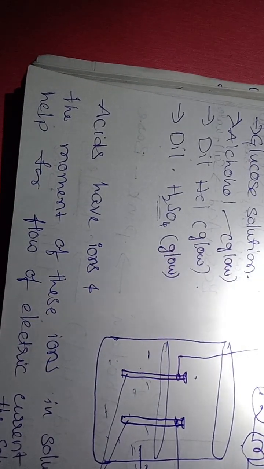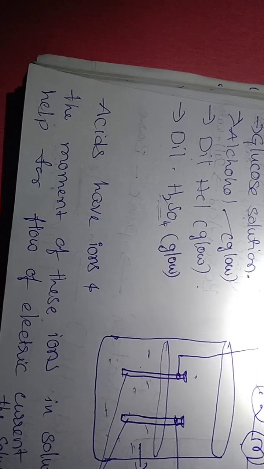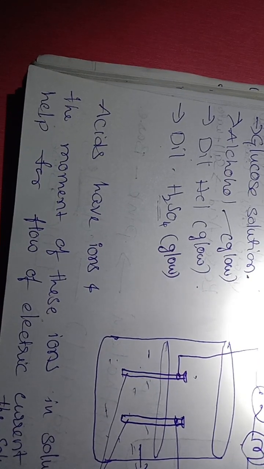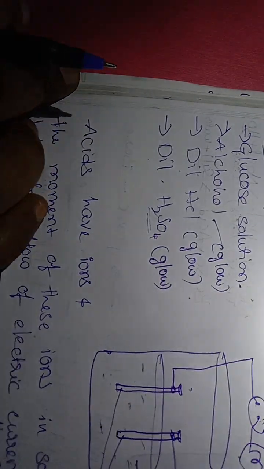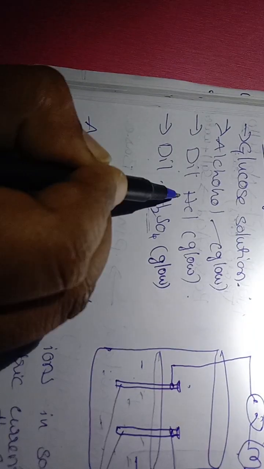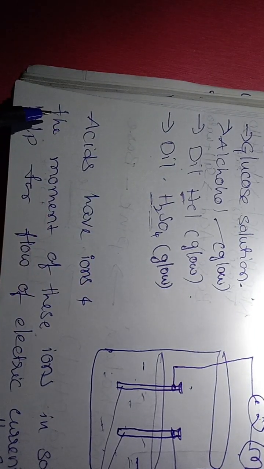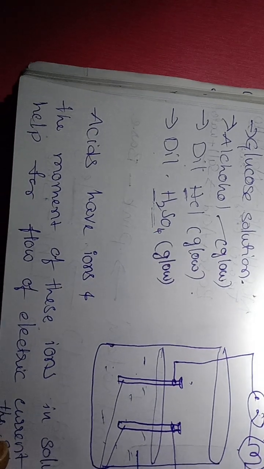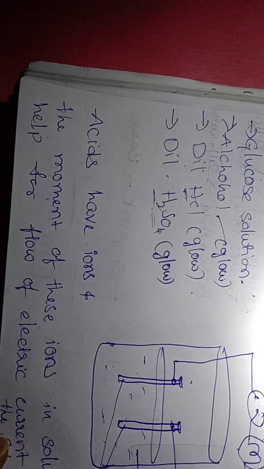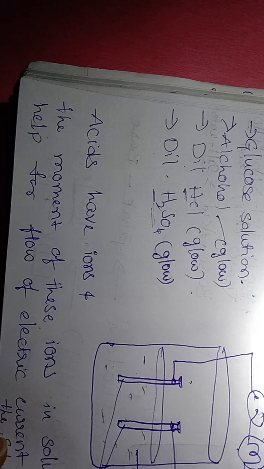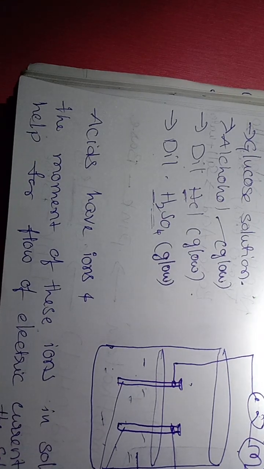The movement of these ions in the solution helps the flow of electric current through the solution. Already we know that acids have hydrogen in common. Whenever they are in water, they act as H+ ions, which are responsible for conducting electricity.